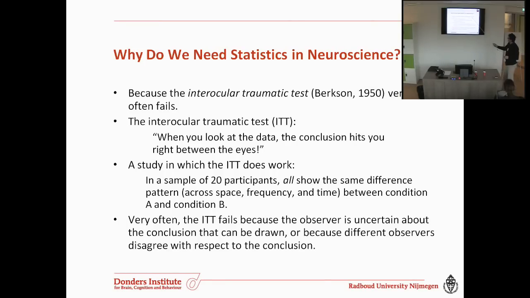So why do we need statistics in neuroscience? Now in 1950 there was a famous statistician, Bergson, and in a challenging paper he introduced the idea of the interocular traumatic test. This test works as follows. When you look at the data, the conclusion hits you right between the eyes. And this expresses very well why we need statistics in neuroscience. We need it because this test very often fails, because there is uncertainty in the data pattern.